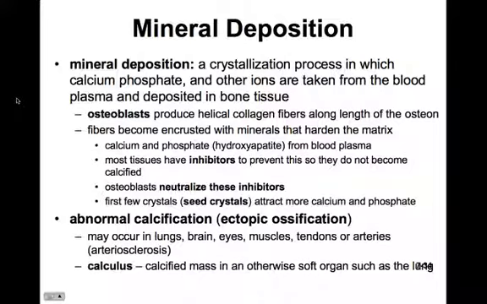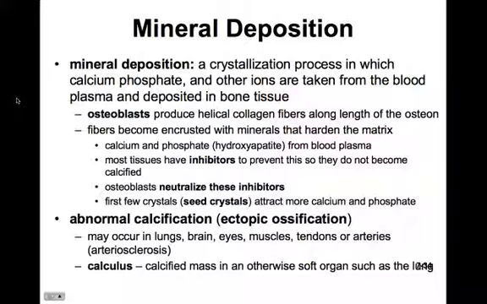The major mineral is hydroxyapatite. It's a combination of calcium and phosphate, and it's brought in from the blood plasma. Most tissues have inhibitors that prevent the formation of hydroxyapatite. However, osteoblasts have a substance that will neutralize these inhibitors, so it allows the formation of crystals. Once a few crystals or seed crystals form, those will attract more calcium and more phosphate, and the tissue will quickly become crystallized.